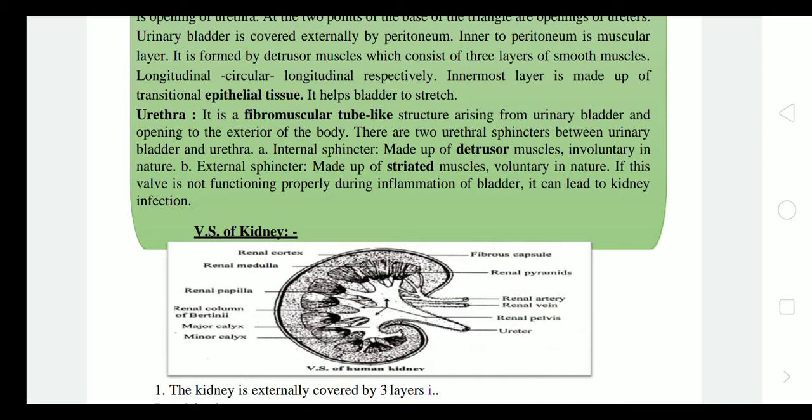The urethra is made up of a fibrovascular tube-like structure that opens to the exterior of the body. It is guarded by the internal sphincter, which is made up of detrusor muscles and is involuntary in nature, that means we cannot control it. The external sphincter is made up of striated muscles and is voluntary in nature, that means we can control it. If this valve is not functioning properly during inflammation of the bladder, it can lead to kidney infection.